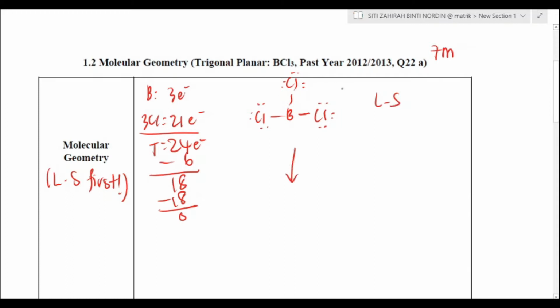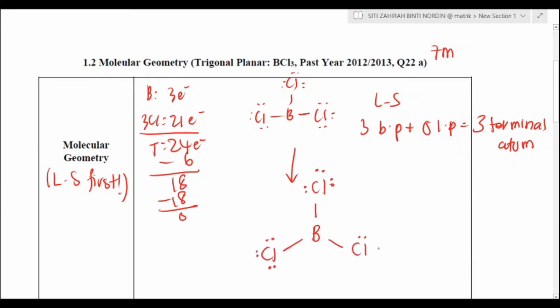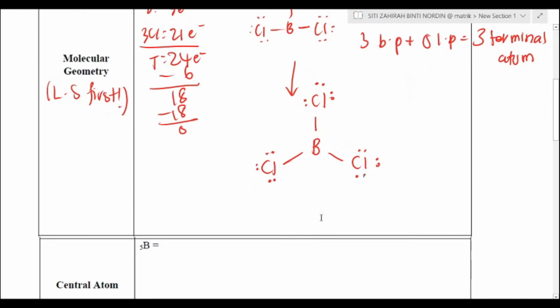Okay, so you're going to determine the molecular geometry. This consists of 3 bond pairs plus 0 lone pairs. So 3 terminal atoms would have a molecular geometry of trigonal planar. Trigonal planar, you draw it like this. After you have drawn your molecular geometry, you have to determine the type of hybridization for the central and terminal atom if necessary.